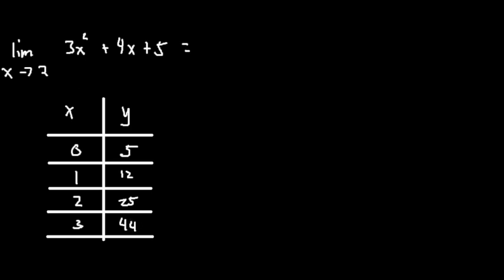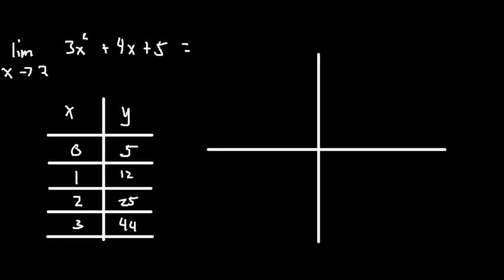Now, what do we do with this table of values? We can use this to graph the function 3x squared plus 4x plus 5 as x approaches 2. Now, I'll just place a Cartesian plane. Then we just need to lay out the x and y values. If x is equal to 0, this is our x-axis, this is our y-axis. So where is x equal to 0? It's here.